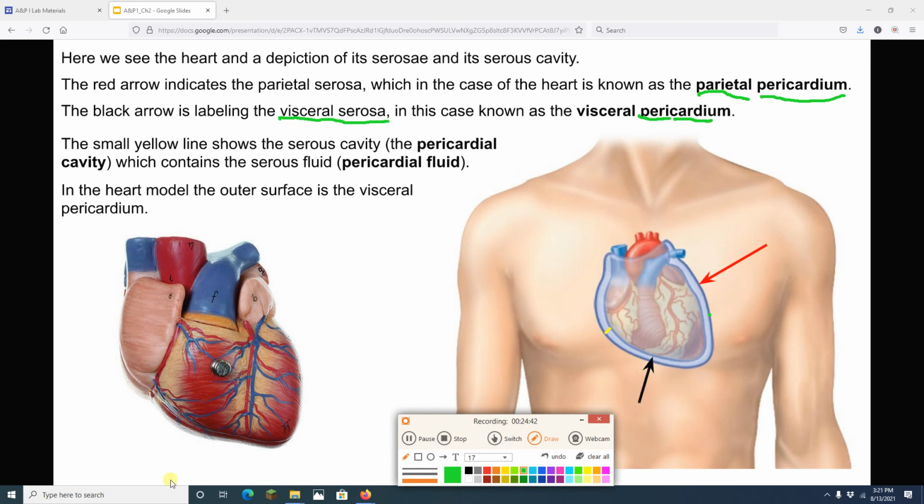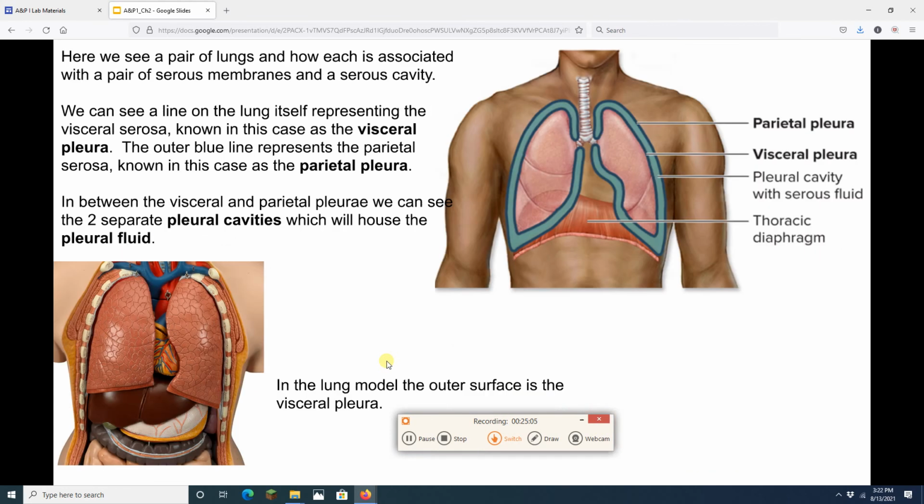If we look at this heart model, this is the visceral pericardium, this outer part here that I'm touching with my mouse and drawing in arrows on right there. If we had a heart model, you could actually touch it and say, I'm touching the visceral pericardium. All right, good stuff. Let's go on to the lungs.